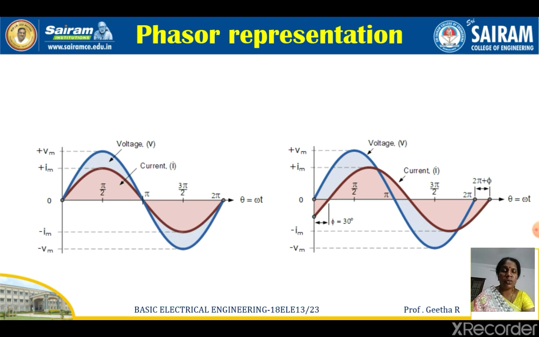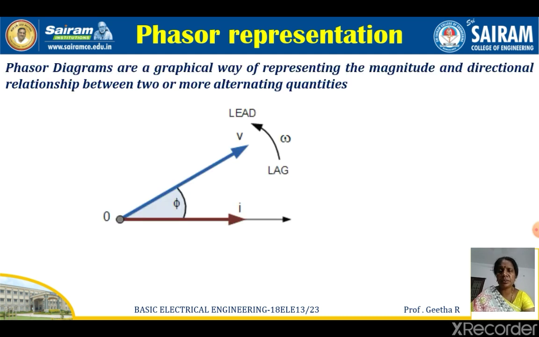Here there are two waveforms shown. In the first one, both waveforms are in phase, meaning both start at the same time and end at the same time. But in the second diagram, the waveform drawn in maroon, or brown, color starts after an angle of 30 degrees. So the phase difference here is 30 degrees. Phasor diagrams can also be drawn like this.